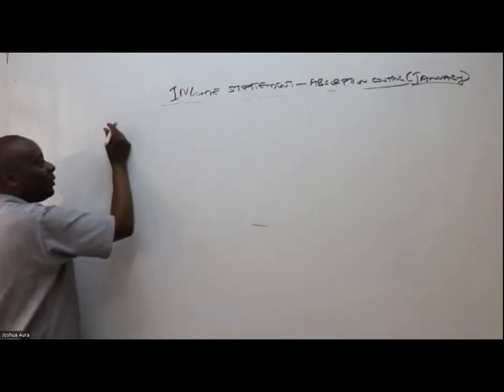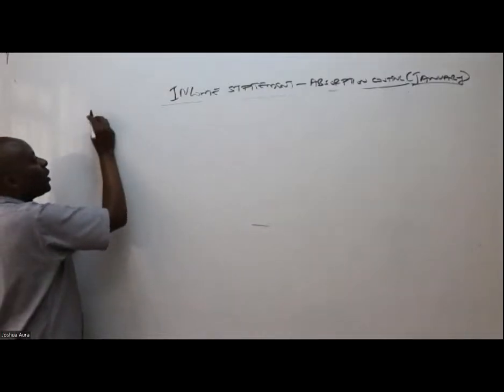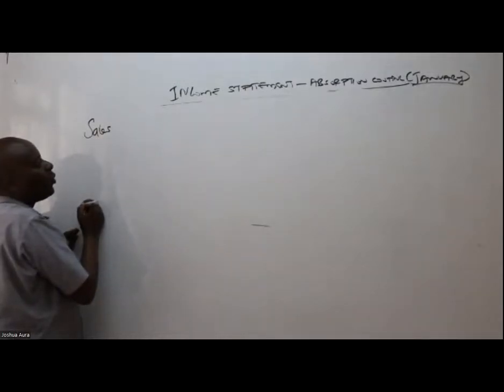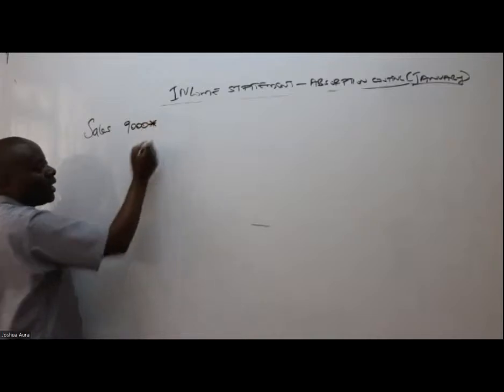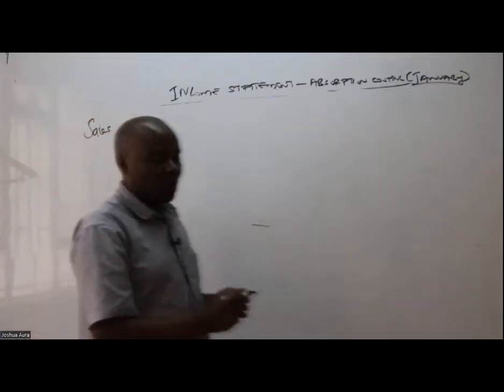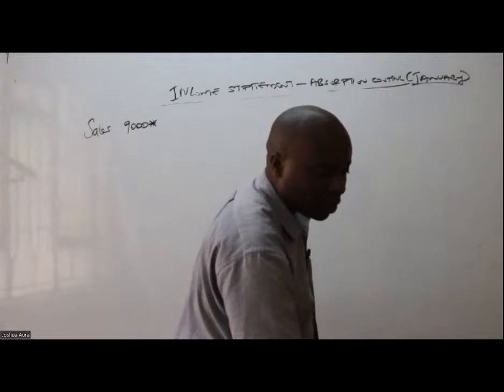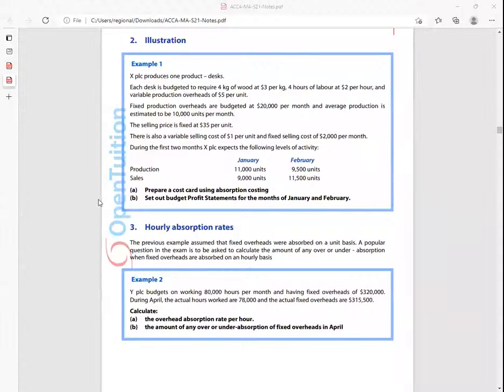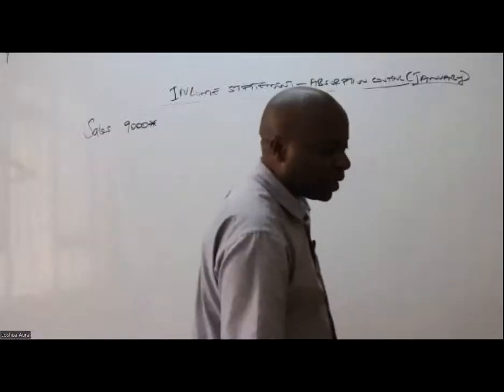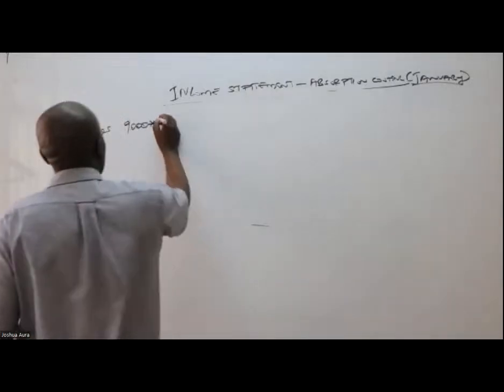So we start with the month of January. We start with sales. Sales for January, you told me that we sold 9,000 units, and each unit is selling at 35. The selling price is 35. So 9,000 times 35.